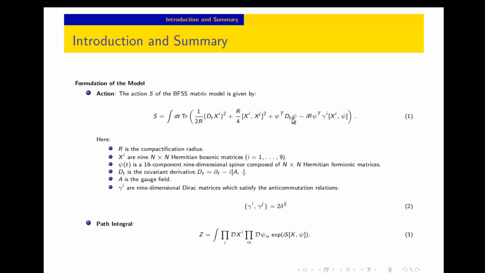Path integral. The path integral formulation provides a framework for calculating quantum mechanical probabilities. For the BFSS matrix model, the partition function, as defined by equation 3, involves integrating over all possible field configurations of X^i and Psi, weighted by the exponential of i times the action.